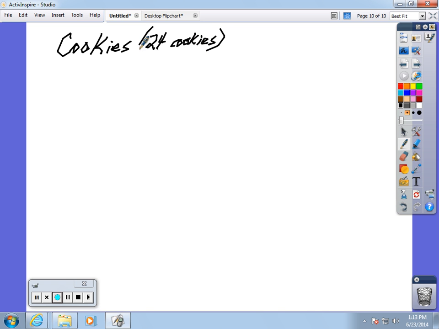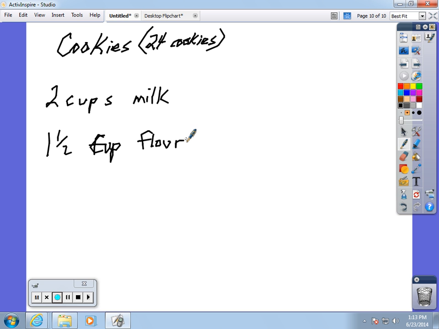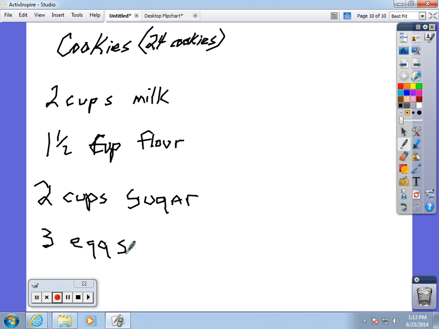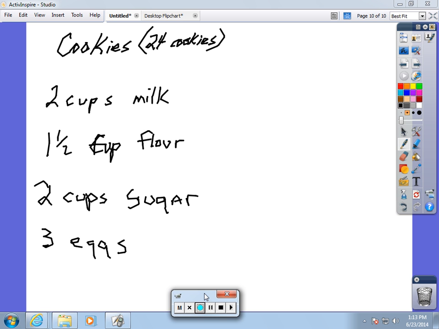And the recipe makes 24 cookies, and it is 2 cups of milk, a cup and a half of flour, and 2 cups of sugar, and 3 eggs, and 2 tablespoons of butter. 1 stick of butter. That would be 8 tablespoons.